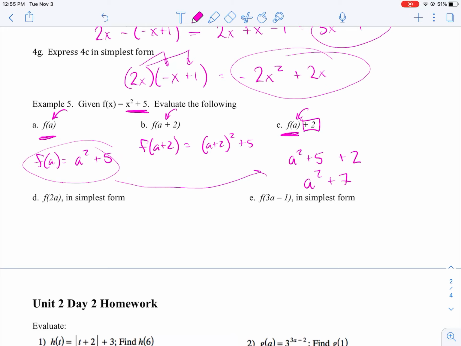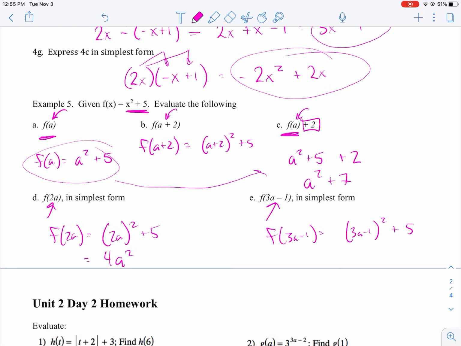Last one. Here we have a 2a, and here we have a 3a minus 1. The process is still the same. Anywhere you see an x, I replace it with 2a. So I get 2a squared plus 5. Over here, I get 3a minus 1 squared plus 5. This one's not too bad to simplify: 4a squared plus 5. This one is going to involve a little bit of math.